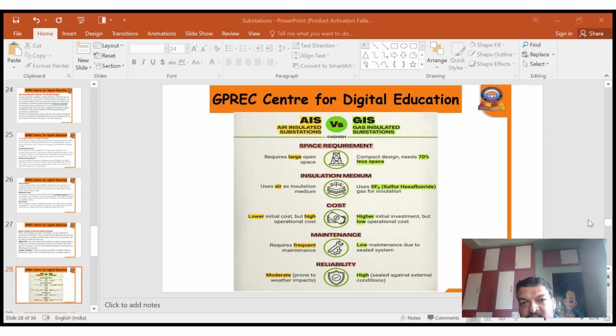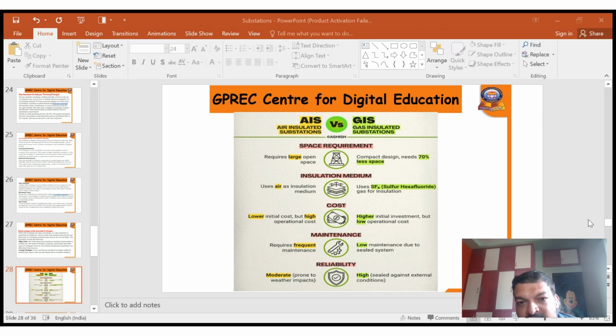Means when we are installing any substation, the space that is required for air insulated substation is very much larger as compared to the gas insulated substation. So the gas insulated substation requires only 30% of the space that is required by the air insulated substation. That is the space required for air insulated substation as well as gas insulated substation.